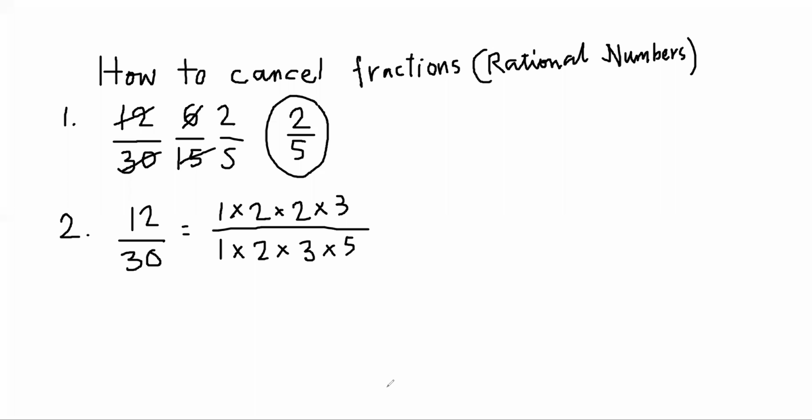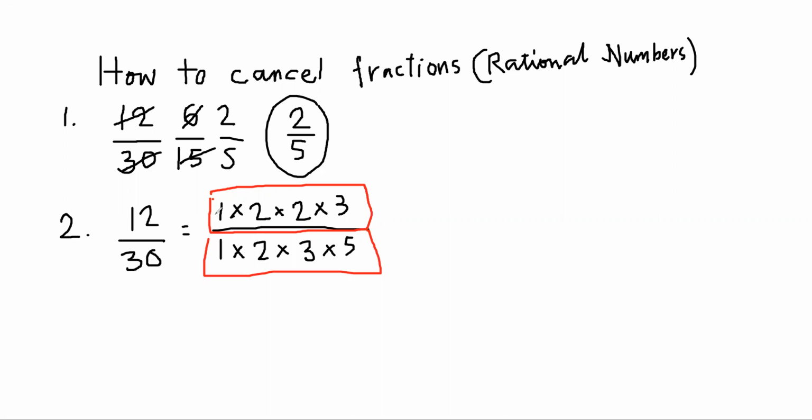Another way of doing this is let's take the same example, 12 upon 15. What you could do is you can write down the factors of 12 and factors of 15. Factors of 12 is 1 multiplied by 2 multiplied by 2 multiplied by 3. 4 into 3 is 12 and 1 into 3 into 5 is 15. So these are the factors.